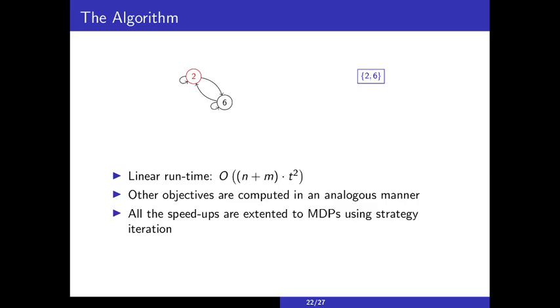This algorithm was for computing hitting probabilities. However, other objectives such as mean payoff and discounted sums of rewards can be computed in an analogous manner. These speedups are extended to MDPs using a strategy iteration. In that case, we will fix the MDP's strategy using the strategy iteration and transform it to a Markov chain and compute the hitting probability or other objectives in the manner that was just mentioned.